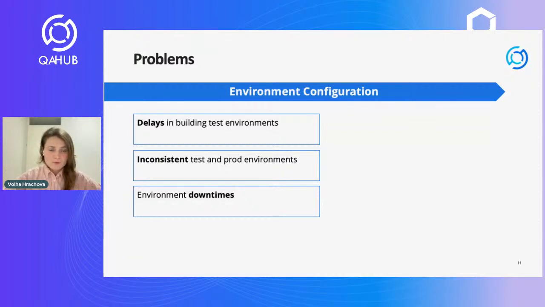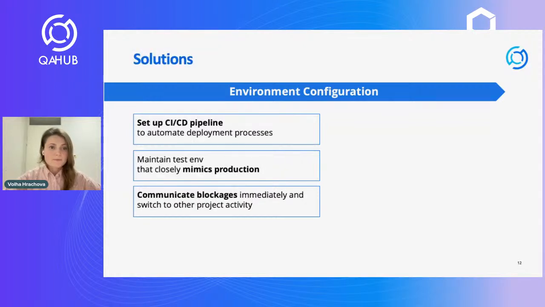And what can we do for those issues? How can we address them? The solutions can be the following. We should consider setting up CI/CD environments and automate our deployment processes in those pipelines. Also, we should consider maintaining a test environment, which should be the exact same environment configuration and everything like in production. So the test environment should mimic the production environment.